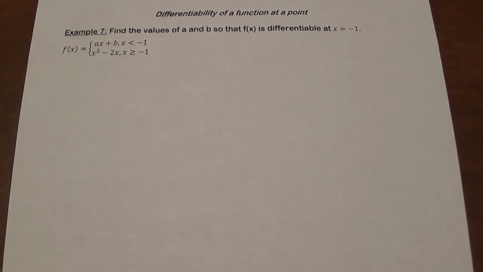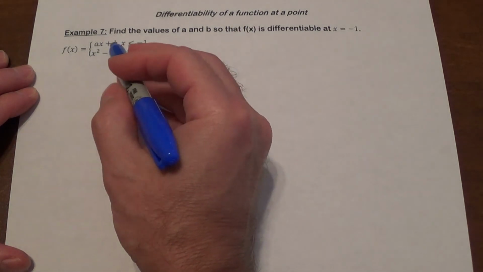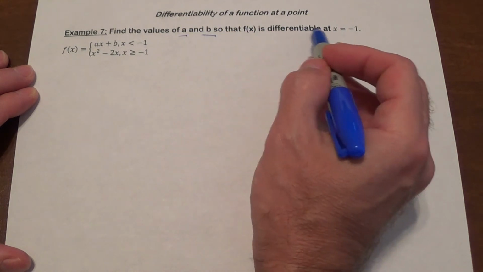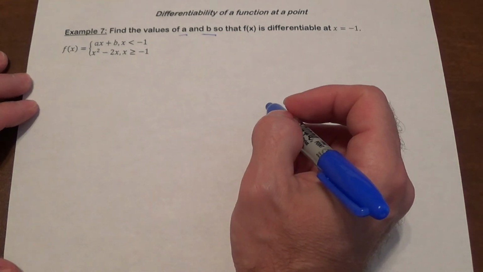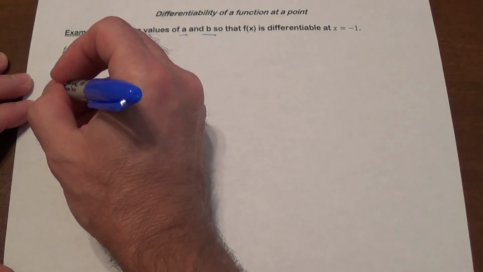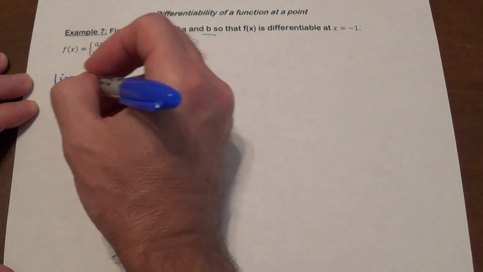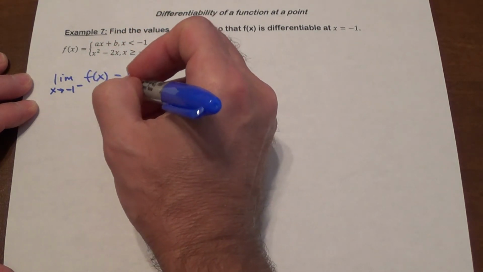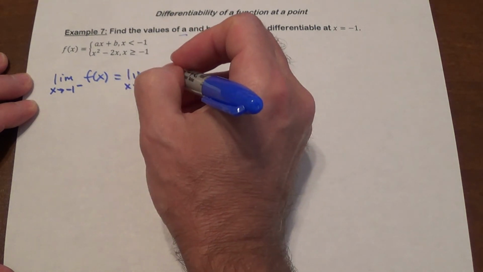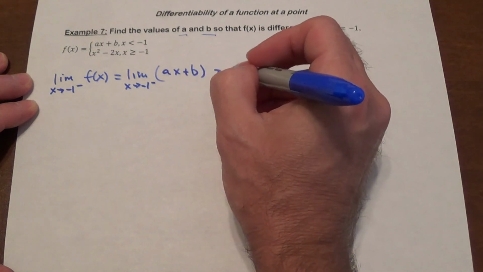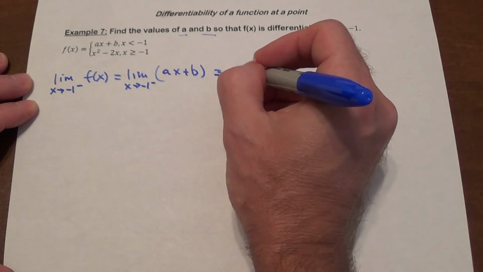This is a typical example of a problem where you are given a piecewise function with some values that are not known, and you want to figure out what a and b are going to be to make this function differentiable. The first thing we need to do is check continuity. So the limit as x approaches negative 1 from the left of f of x is the limit of ax plus b, which, you just substitute negative 1 here, and it's going to give you negative a plus b.